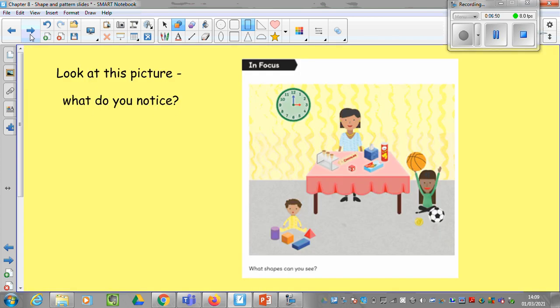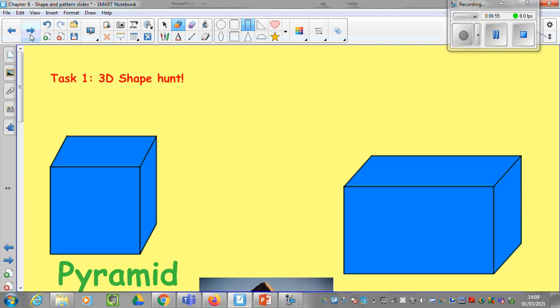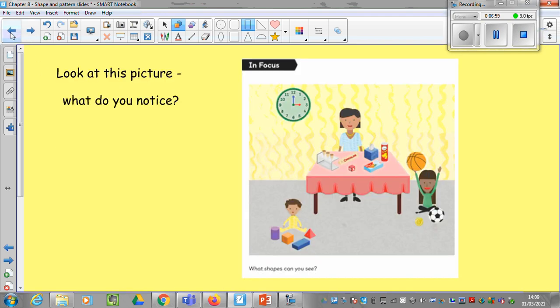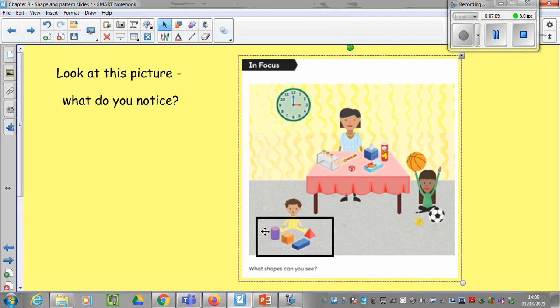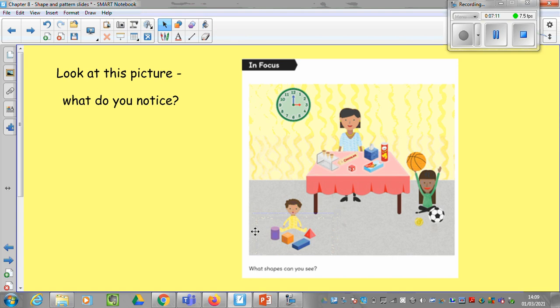So have a look at this picture, okay? Your first task is to have a hunt, just like we spoke about, and then come back to this picture, okay? In this picture, you will notice that there are some 3D shapes. Now you can see this boy down here is playing with some 3D shapes, and that's great, and they're very obvious, but there are some other 3D shapes that are also here. I wonder if you can name them.